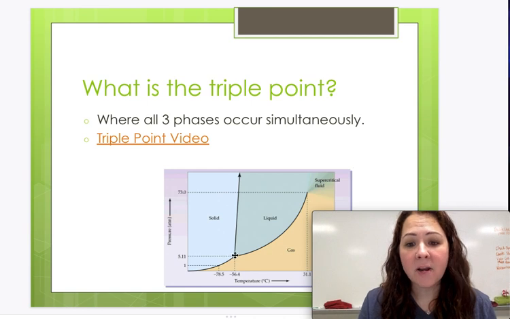So at this point right here, you have your solid state of matter, your liquid state of matter, and your gaseous state of matter all coming together right here.